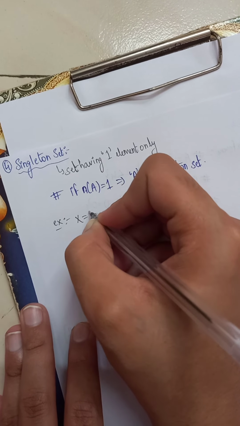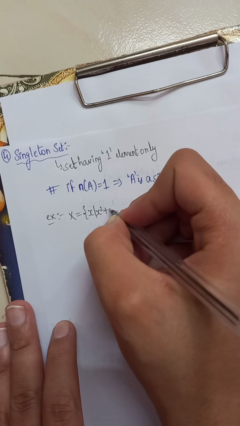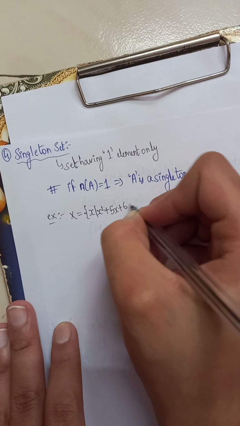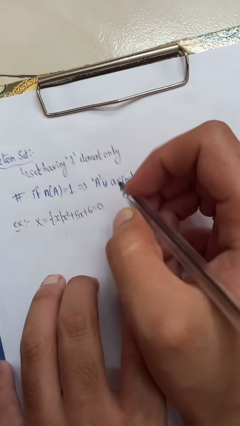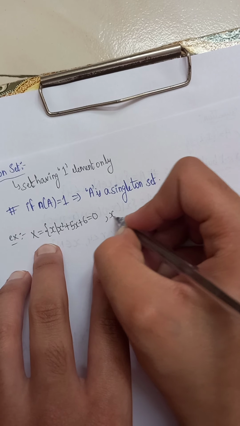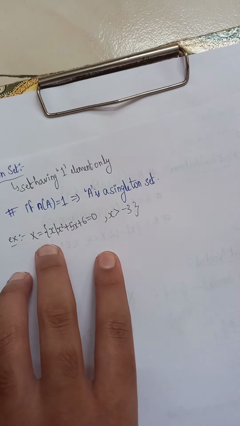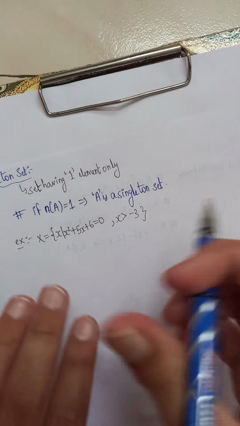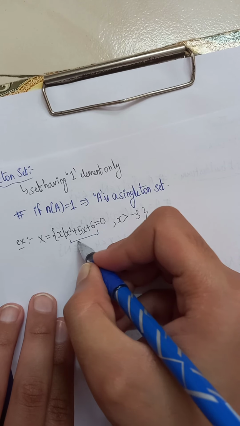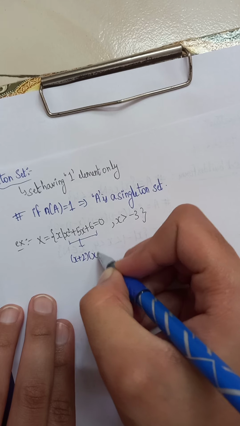Capital X is equal to x such that x square plus 5x plus 6 equal to 0, and x is greater than minus 3. So the roots for this equation: you can write this equation as x plus 2 into x plus 3 equal to 0.